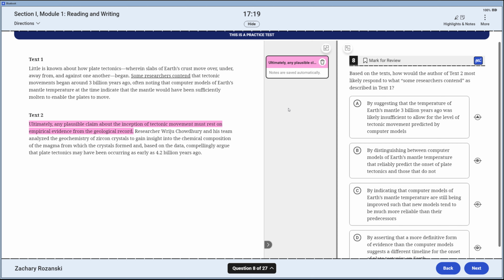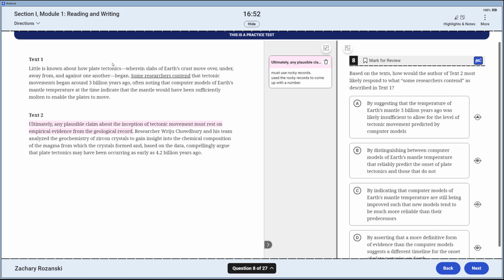Ultimately, any plausible claim about the inception of tectonic movements must use rocky records. Next sentence. The person and his team looked at crystals, used the rocky records to come up with a number. I feel very good about that summary. I'm going to see how they clap back to A.